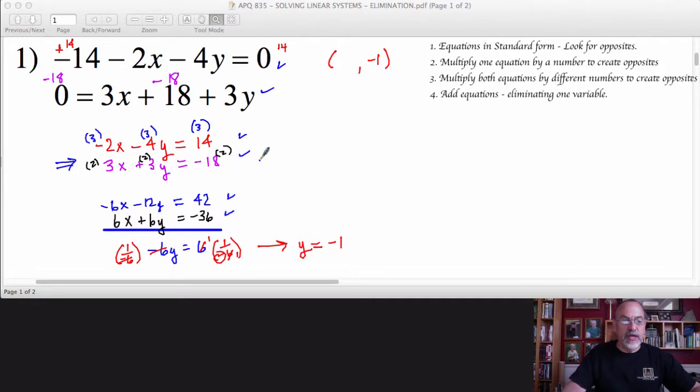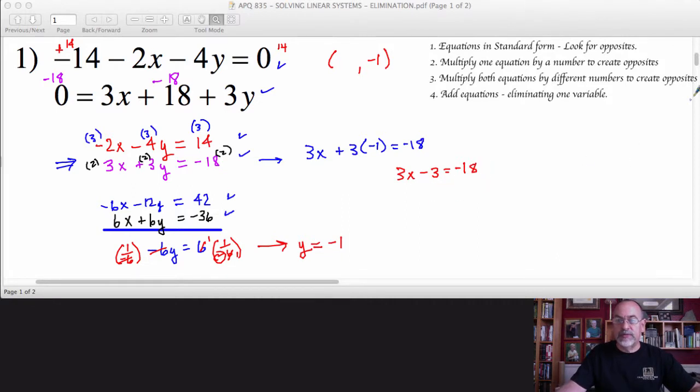So doing that, copying that equation, I have 3x plus 3 times the y value, which I now know is negative 1, equals negative 18. I then am going to solve this equation. So first I need to multiply those together. So I'm going to move over just a little bit so I don't run into that negative 1 down there. So I have 3x. 3 times negative 1 is negative 3 equals negative 18.